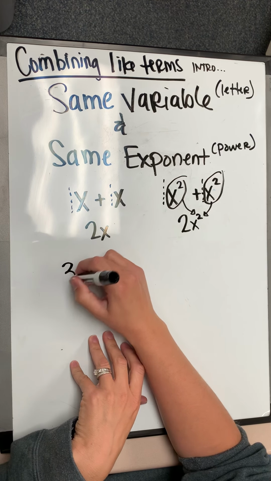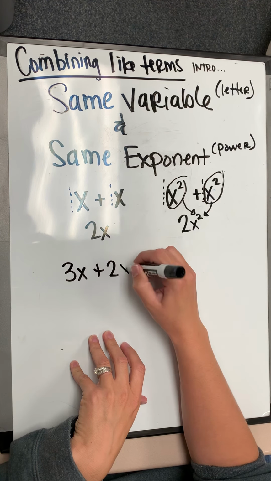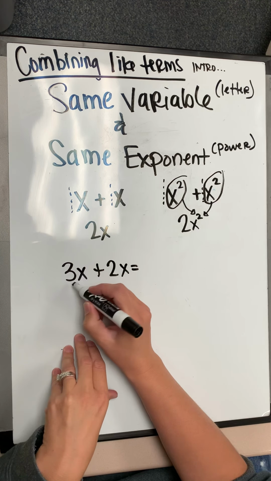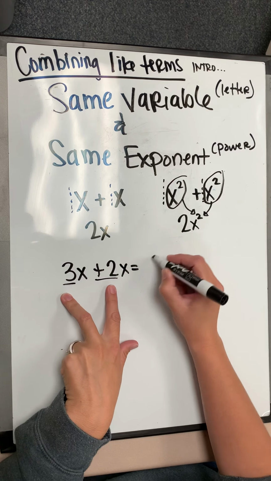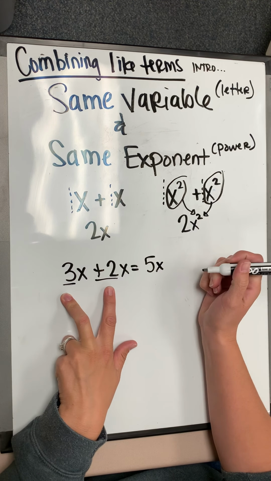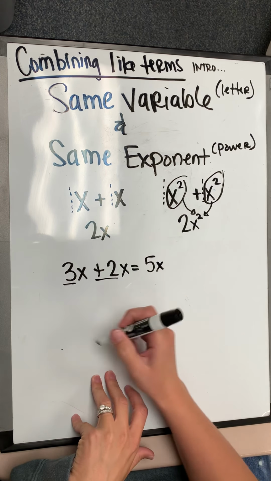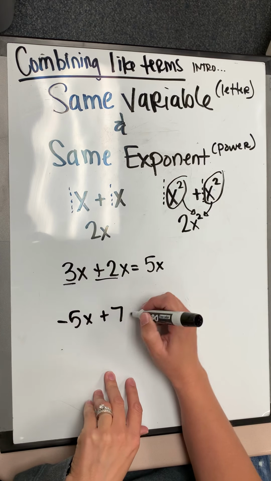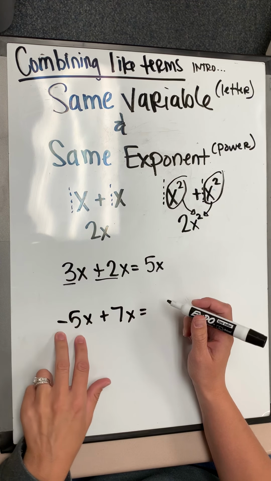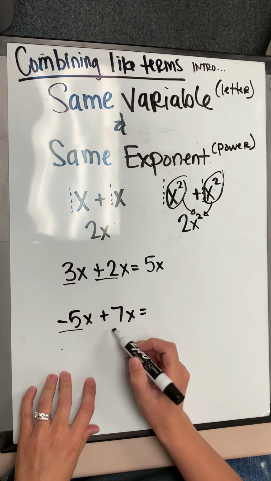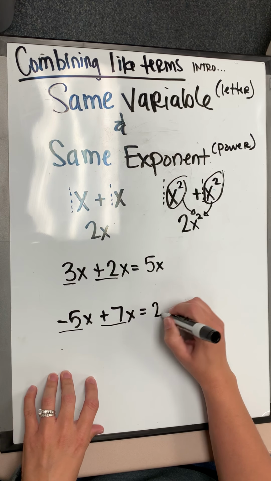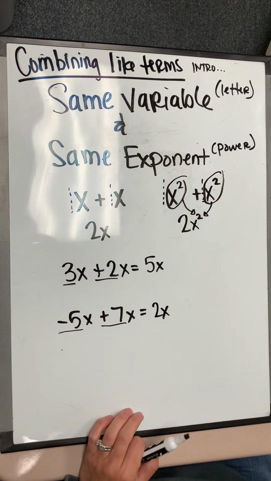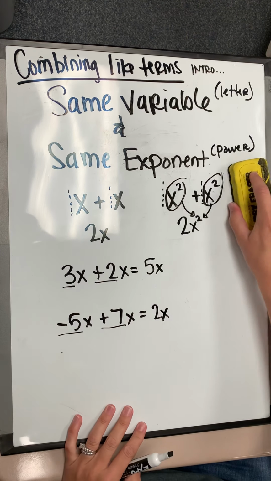If I had 3x plus 2x, I would then have, and you just take the numbers in front, so 3 plus 2 is 5x. If I had something like negative 5x plus 7x, my numbers in front still tell me what I'm doing. Negative 5 plus 7 gives me 2x. So I hope that kind of makes sense as far as a base of what we're doing.